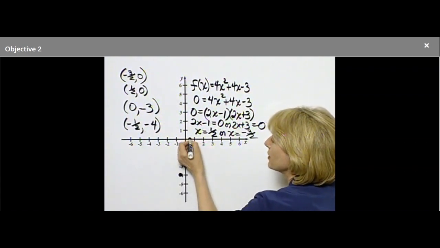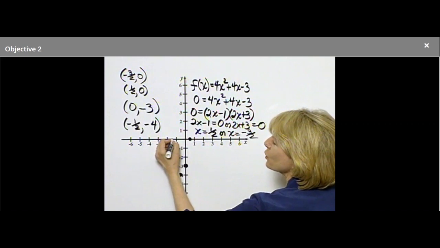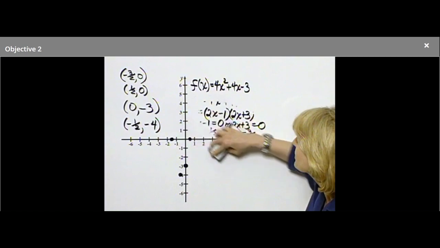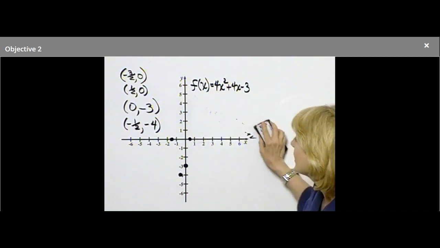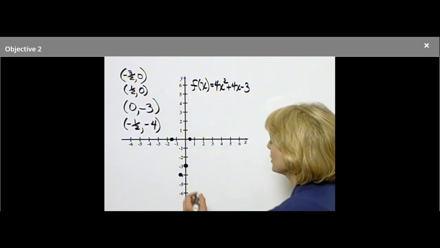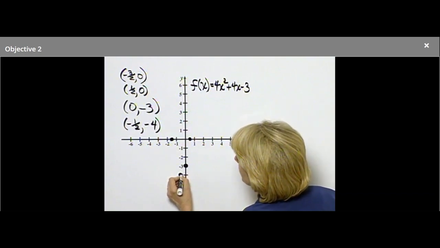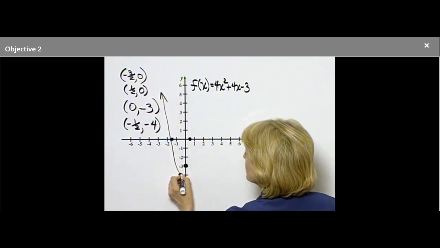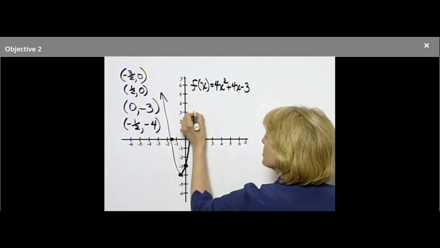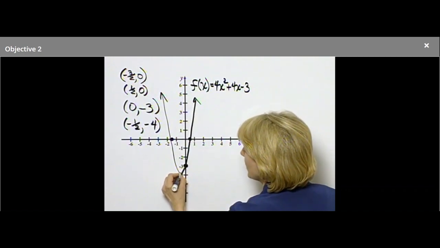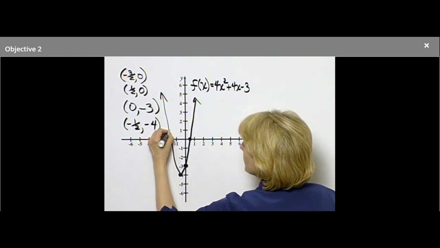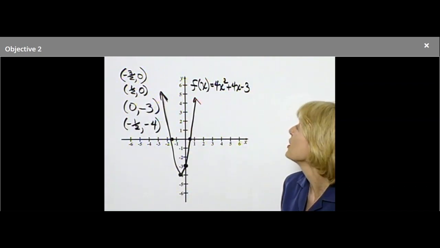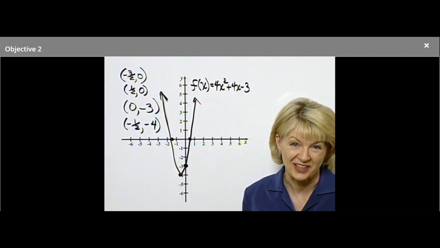Let's plot those points. 1/2, 0, negative 3/2, 0, and negative 1/2, negative 4. And now that's enough to sketch the graph of our function. We have the vertex, we have the intercepts. Let's just go ahead and sketch that. There it is. It should look symmetric, so do the best you can as you sketch. And there's the graph of f of x equals 4x squared plus 4x minus 3.